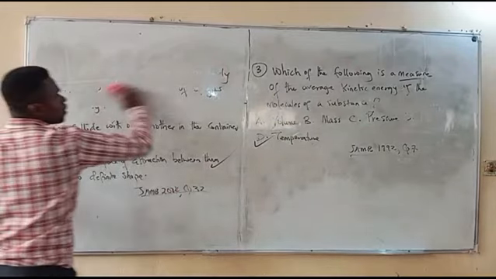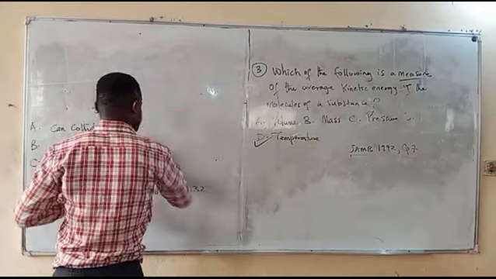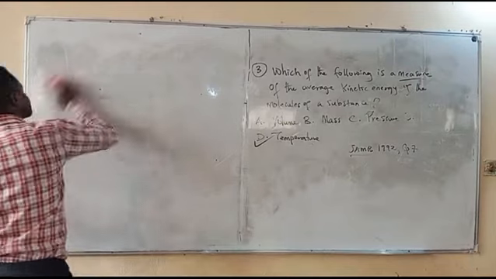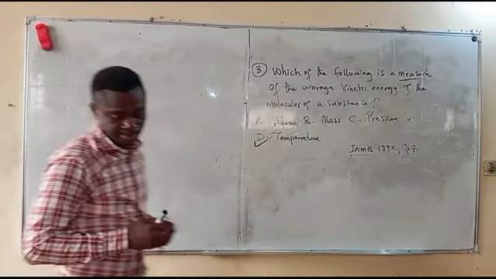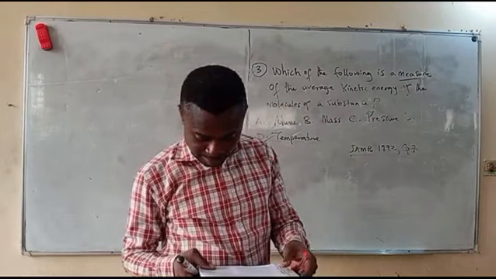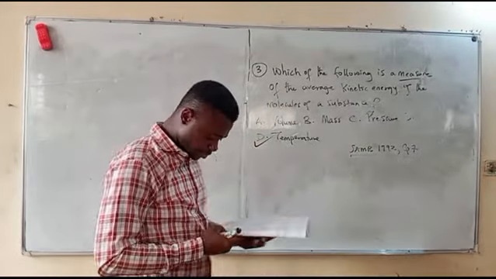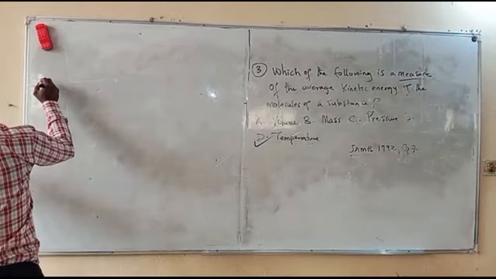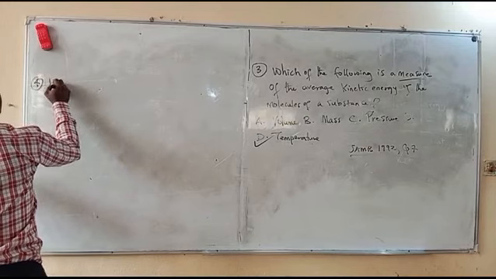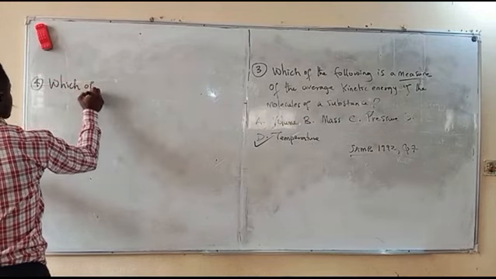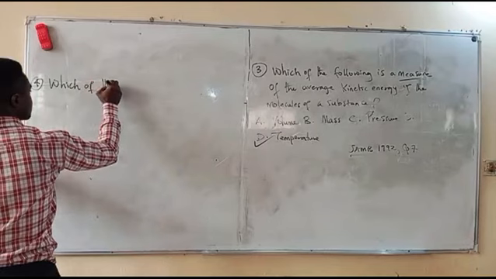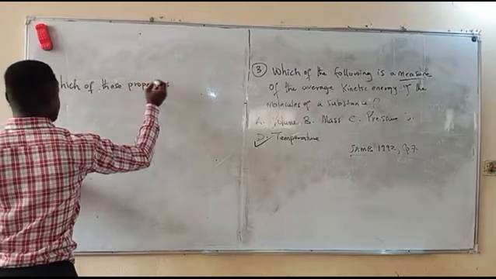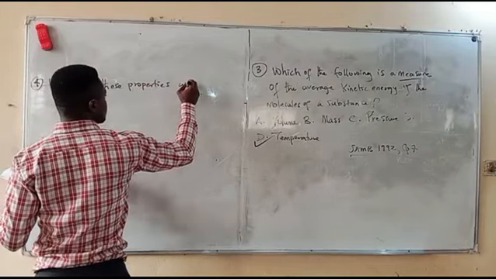A, weak intermolecular attraction. B, high boiling point. C, high melting point. D, strong intermolecular attraction. JAM 2005, question 3. What's the answer? D, strong intermolecular attraction. The answer is D. A strong intermolecular attraction gives the solid its definite shape.